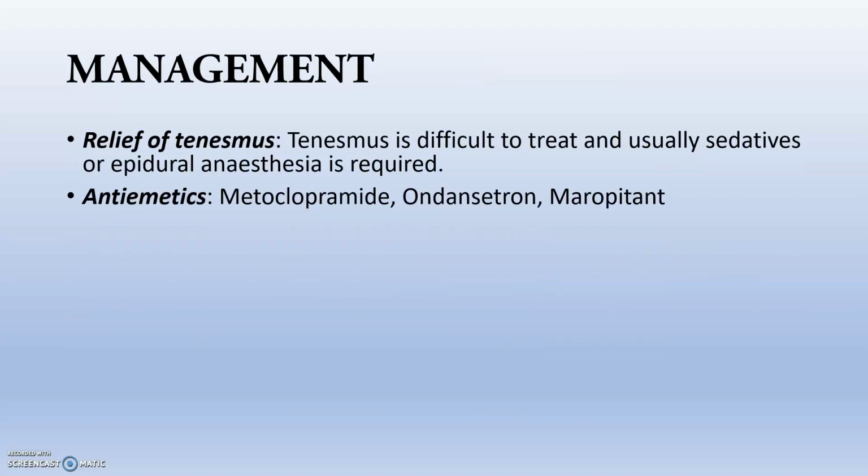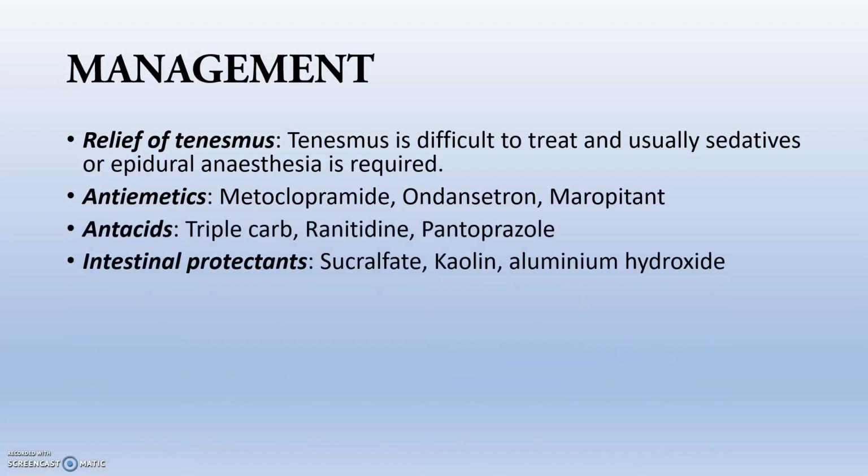First of all, we have to go for relief of tenesmus. Next is antiemetics, mainly metoclopramide, etc. Next are antacids, that is triple carb, ranitidine, pantoprazole. Next is intestinal protectants. Whenever there is a problem with microorganisms, they attack and degrade the intestinal mucosa, so we have to go for intestinal protectants such as sucralfate, kaolin, and aluminum hydroxide.